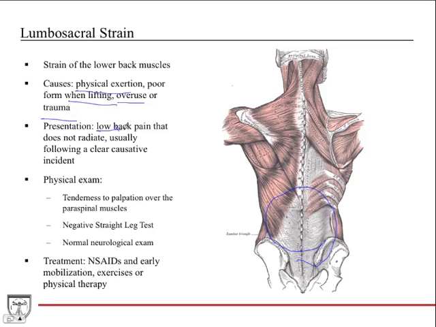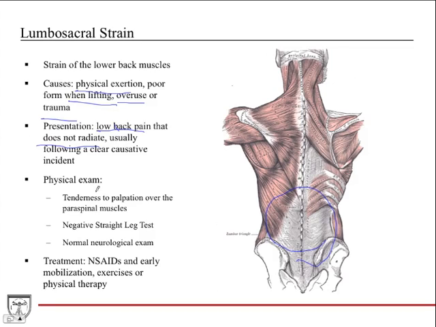Presentation: it's low back pain. It does not radiate at all, so this is not someone who's going to come in with a sciatica-like presentation. It usually follows a pretty clear cause or incident. It's usually like, hey doc, I was lifting some boxes at my apartment, my low back's killing me. It's not like it just happened out of nowhere. When you ask them what caused it, they can usually pretty easily tell you what happened.